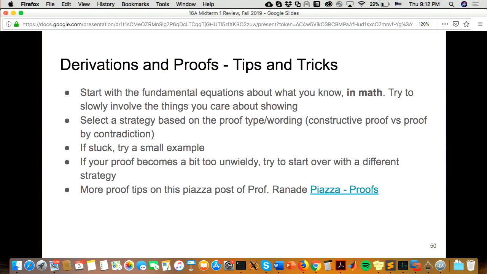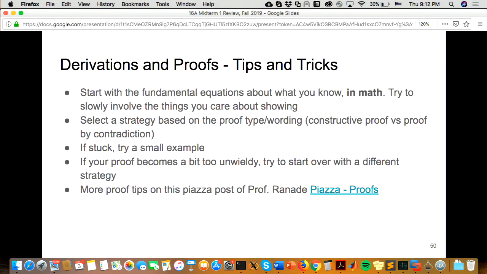Now, the final part of this presentation is essentially derivations and proofs. You've seen a lot of proofs so far. Some strategies that I want you to employ using those proofs are: start with what you know. Some people will give you some information, some given stuff. Write it out in math. And from that, start slowly involving the things that you care about, that you want to solve.